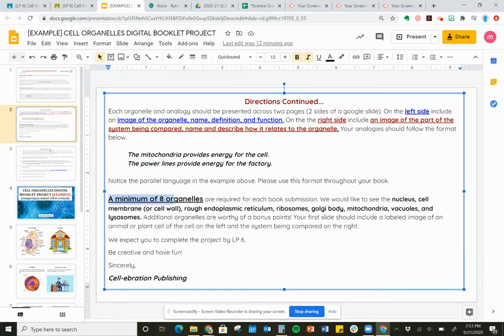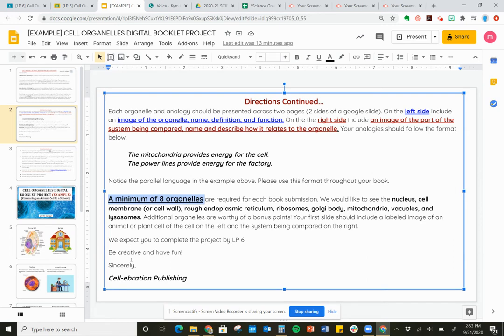A minimum of 8 organelles are required for each book submission. We would like to see the nucleus, cell membrane or cell wall, rough endoplasmic reticulum, ribosomes, Golgi body, mitochondria, vacuoles, and lysosomes. Additional organelles are worthy of bonus points. Your first slide should include a labeled image of an entire animal or plant cell, which is going to be on the left side, and then the system being compared on the right. So just an image of a cell and then the image of the system you are comparing it to.